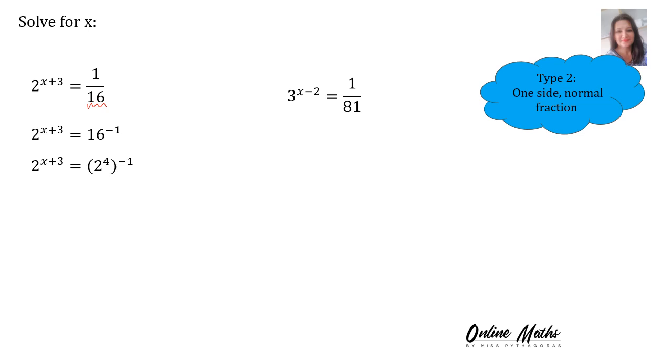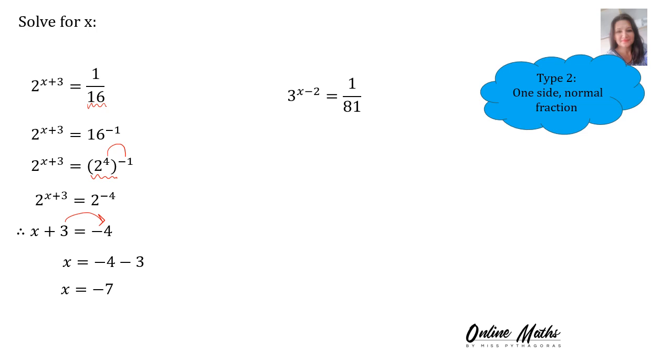And please note, I wrote it inside a bracket. And now in the next step, I'm going to multiply the 4 with the negative 1. So on the right, I end with 2 to the negative 4. And then bases are the same, therefore we can equate exponents. And x plus 3 is equal to negative 4. Solve x, the plus 3 goes across and it becomes negative 3, and then x is negative 7.